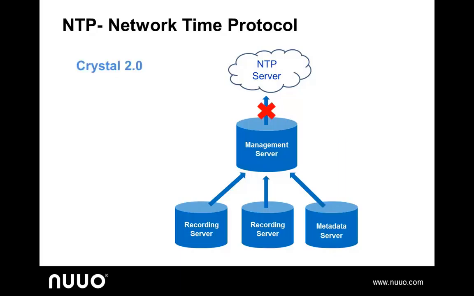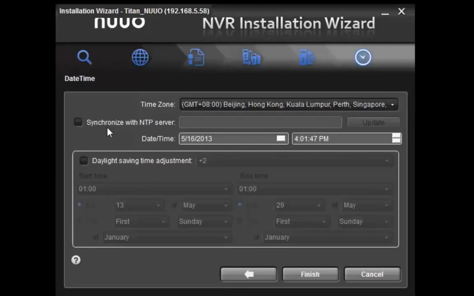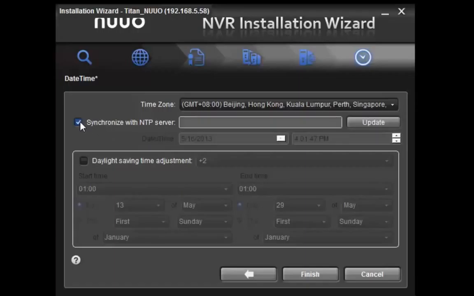On Crystal 2.0, the management server can play the role of NTP server. Hence, even when the system is not connected to the Internet, all servers and cameras can still synchronize time with the management server. The management server is the only control point of entry for the entire system that permits synchronization of system time. If you are in the WAN environment, you can directly synchronize the time with the NTP server by clicking Synchronize with NTP server and then type in the NTP server address.